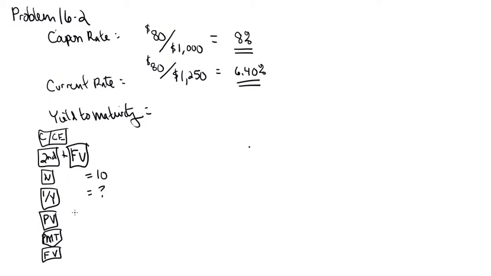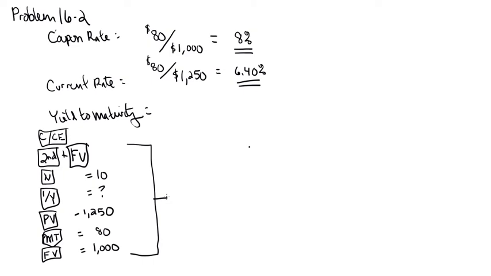The present value is going to be the current market price, which is $1,250. That's how much it would cost us to buy in the market. So that's how much we would pay for the right to receive the next number, which is the payment, $80. And then finally, at the end of 10 years, we'll receive $1,000 back. That's the future value. Once we plug this into our calculator, again, you should be able to do this without any problem at this point.